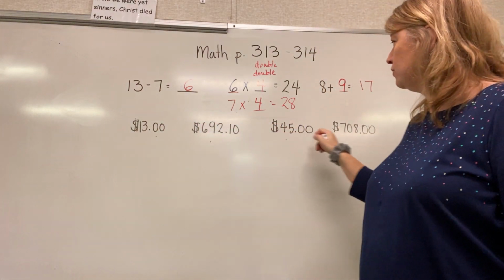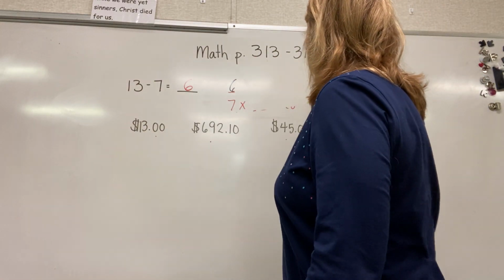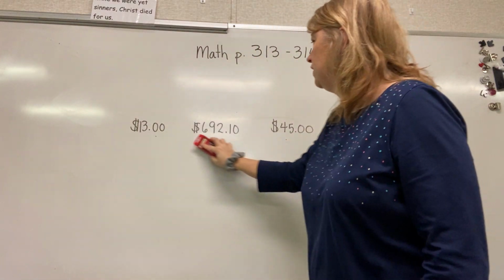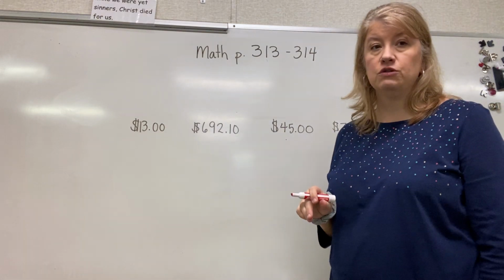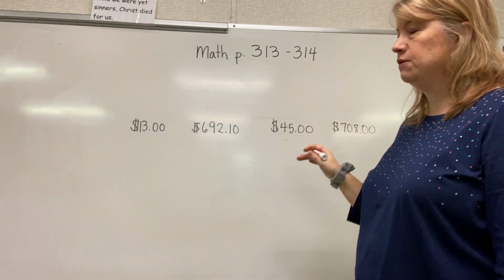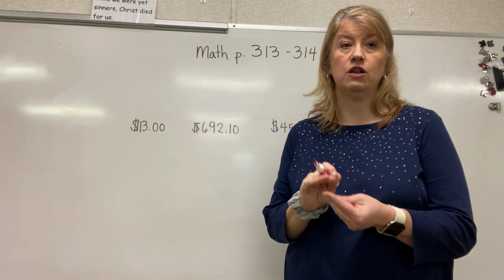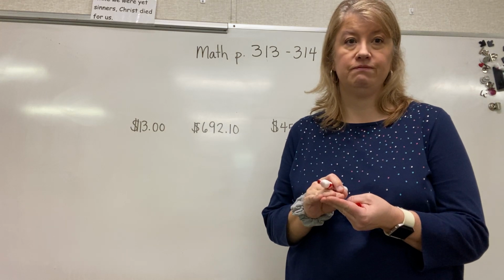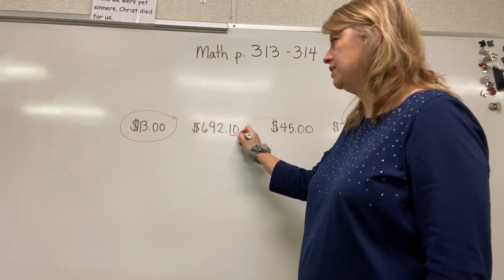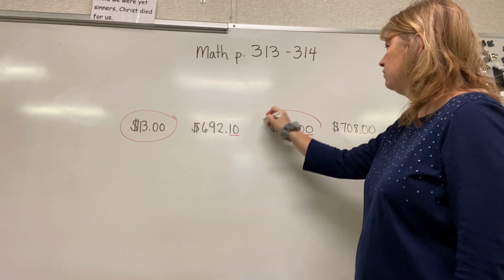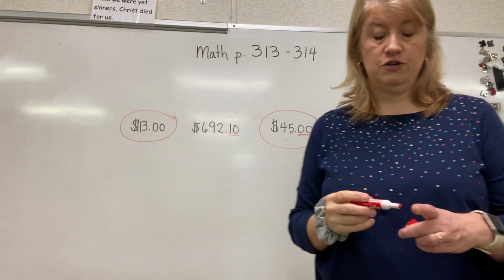Look at these numbers right here, these money numbers, and tell me which ones are rounded to the nearest dollar. Remember, I told you, if money is rounded to the nearest dollar, the cents is what? 00. So $13.00 would be one. This has 10 cents, so that wouldn't be one. 00 and 00. So these 3 are already rounded to the nearest dollar.